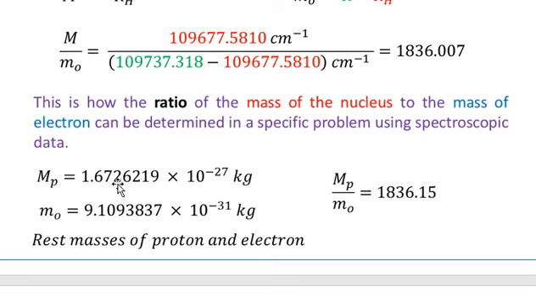The mass of the proton is equal to 1.67 times 10 to the power minus 27 kilogram, and the mass of the electron is 9.1093837 times 10 to the power minus 31 kilogram. If you take the ratio of these two masses, you will get 1836.15. This is very close to this data, because we have not included tolerances in the green value that I have presented over here. These M_p and m_0 are the rest masses of the proton and the electron.